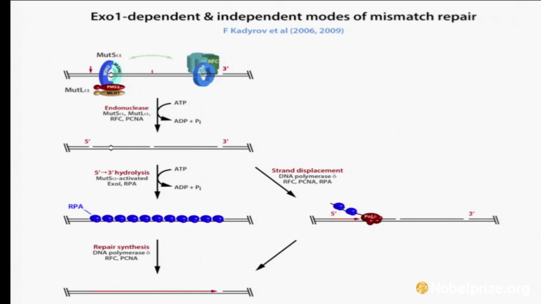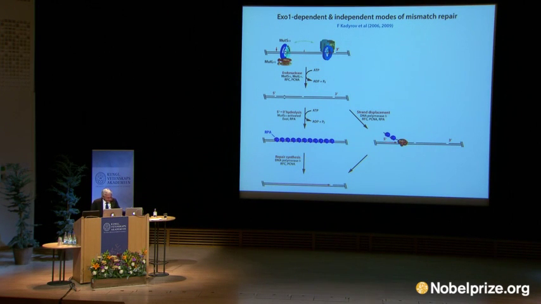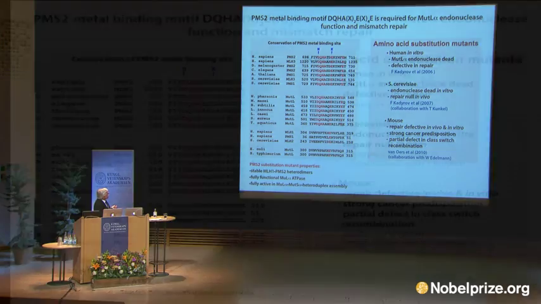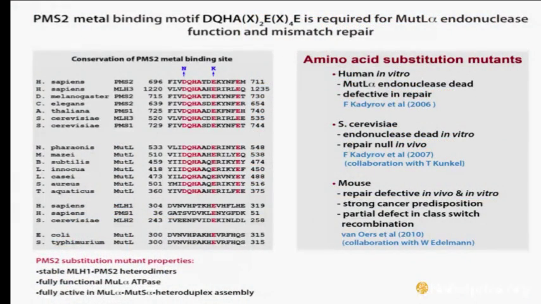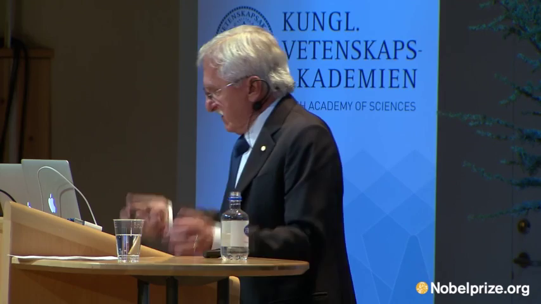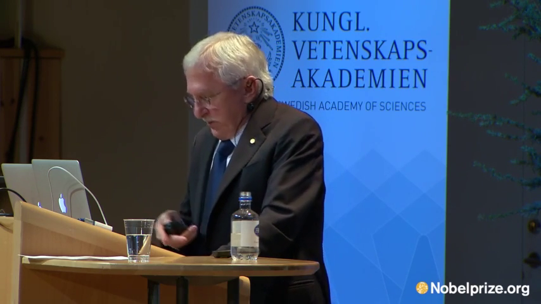So we think that this endonuclease function of MutL alpha is a primary function of that protein in eukaryotic mismatch repair. And the reason I say that is shown here. Fried identified a metal-binding endonuclease active site motif within the PMS2 subunit of MutL alpha, this motif shown in red here. Amino acid substitutions within this motif have no effect on assembly of the MutS alpha, MutL alpha DNA ternary complex, but they inactivate endonuclease function, and they abolish mismatch repair in human, yeast, and mouse cells. And in the case of mice, this is associated with strong cancer predisposition. I should add that the yeast experiments shown here were done in collaboration with Tom Kunkel's lab, and the mouse experiments with Winfried Edelmann's lab at Albert Einstein.